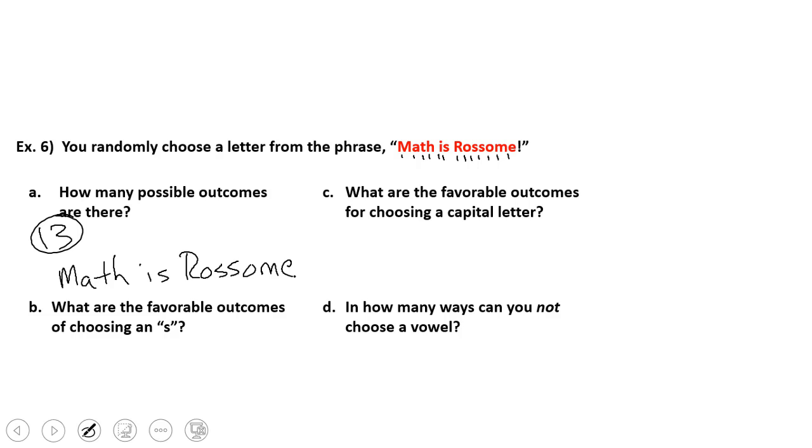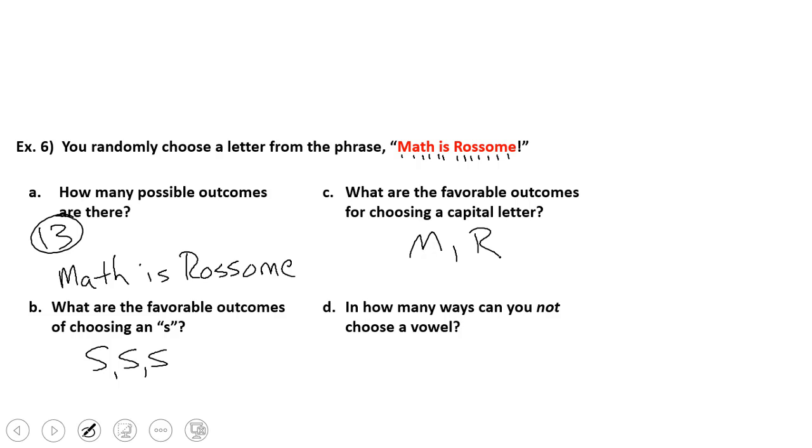Part B, what are the favorable outcomes of choosing an S? Well, when I look up there, the favorable outcomes from choosing an S are S, S, and S. Those are the favorable outcomes. There are 3 of them. What are they? S, S, and S. Part C, what are the favorable outcomes of choosing a capital letter? Well, there are 2 capital letters up there, M and H. Those are the favorable outcomes.